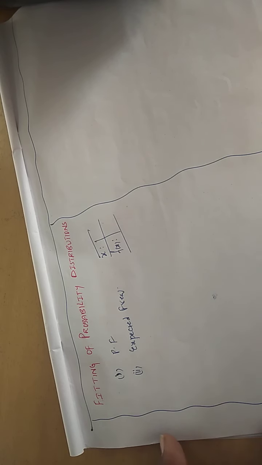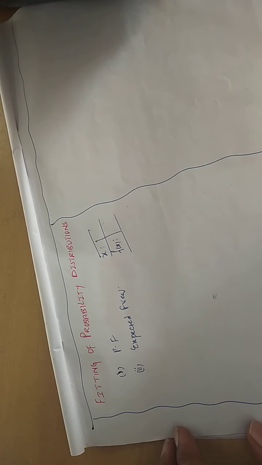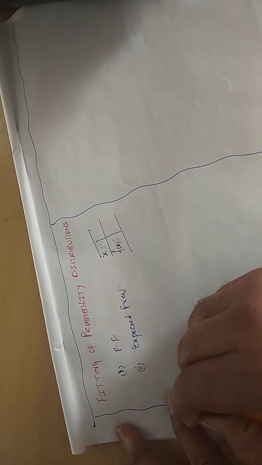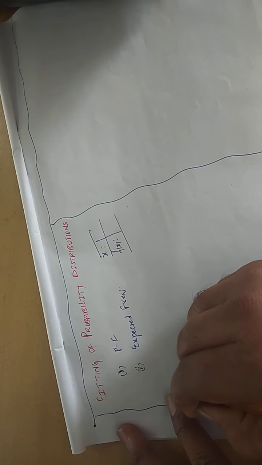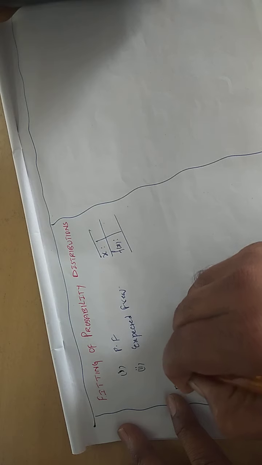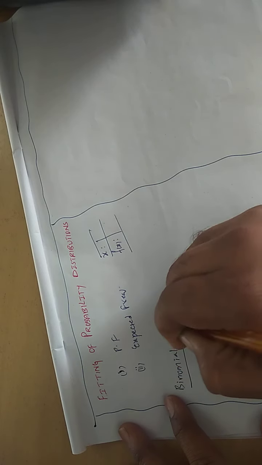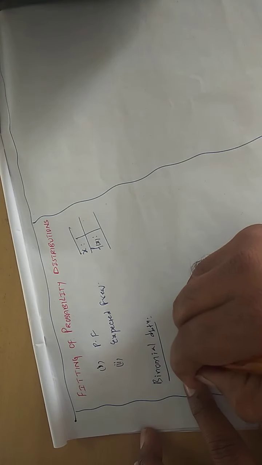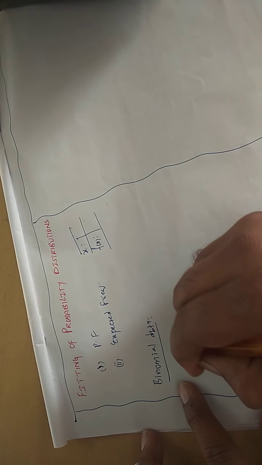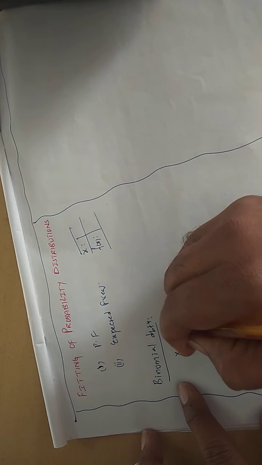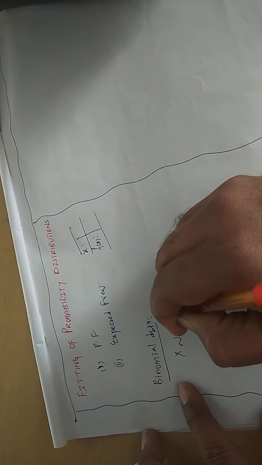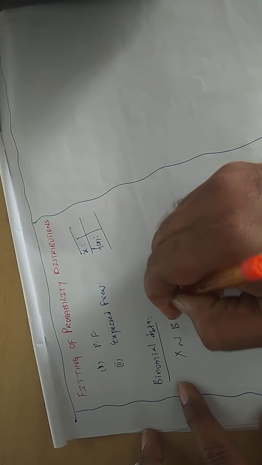Now today we are going to understand how to fit the binomial distribution. As you know very well, whenever a random variable X follows a binomial distribution, how do you denote it? X follows a binomial distribution with parameters n comma p.